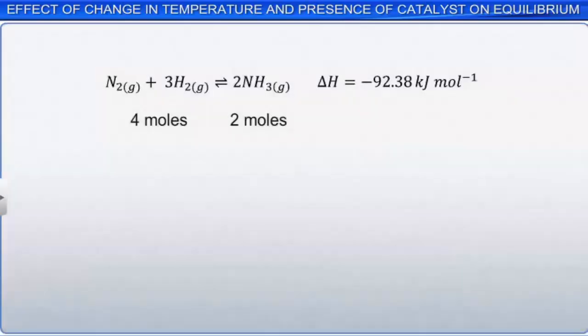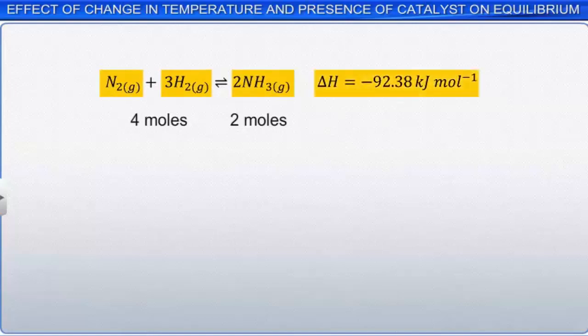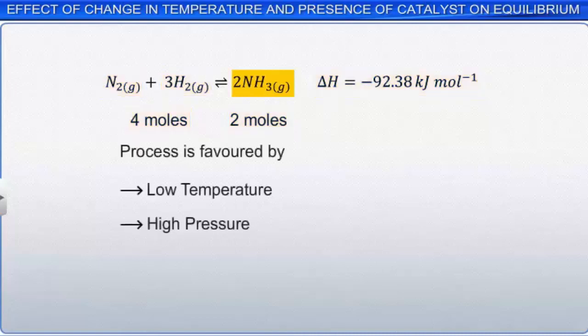To understand the effect of a catalyst, consider the gas phase reaction of the formation of ammonia from hydrogen and nitrogen. The formation of ammonia is an exothermic reaction and proceeds with a decrease in the number of moles. According to Le Chatelier's principle, the conditions favorable for the formation of ammonia are low temperature, since the forward reaction is exothermic, and high pressure, as the reaction proceeds with a decrease in the number of moles.